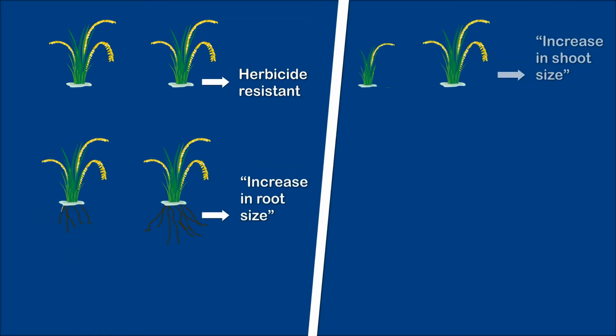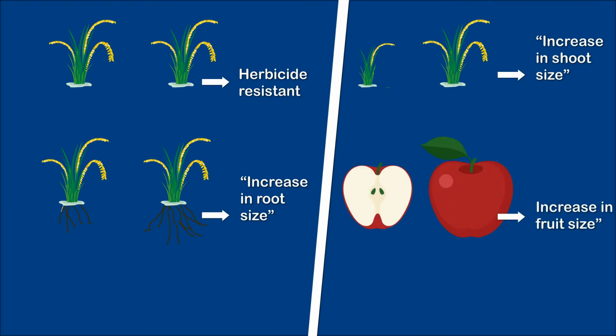Modifications can also be made to make the plant herbicide resistant or produce plants that can survive drought, saline conditions, or plants with increased root, shoot, or fruit size.